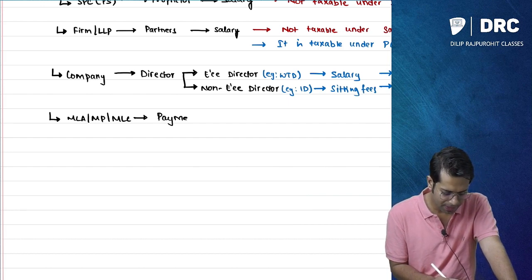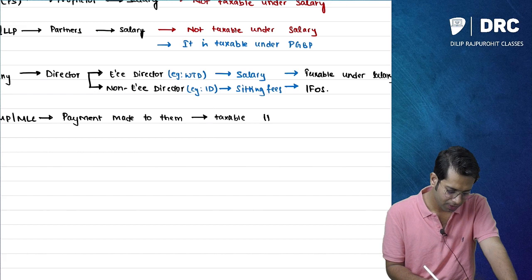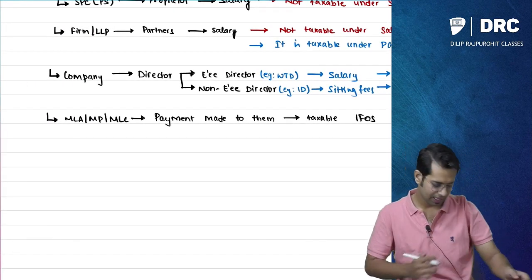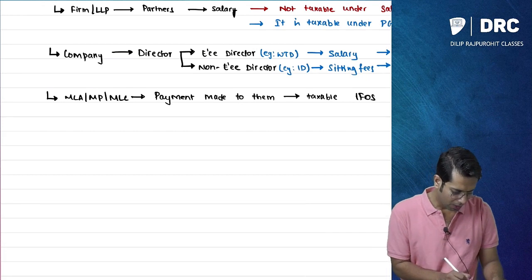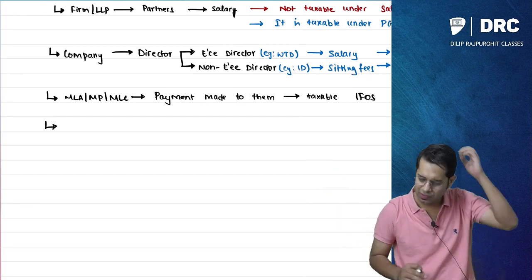So whatever payment is made to them is taxable under which head, sir? Is taxable under which head? Come on. Income from other sources. It is not taxable under the head salary.